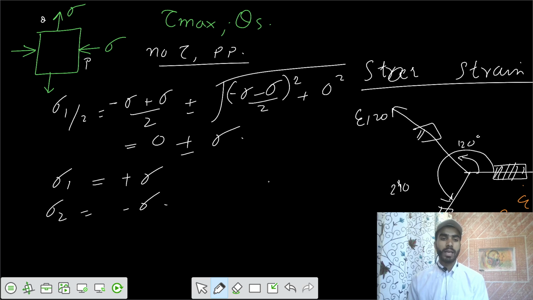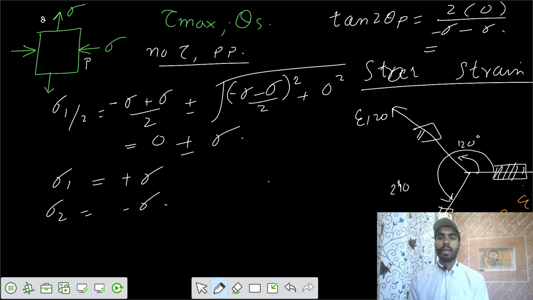If we say what is the value of tan 2 theta p, you can say 2 tau xy by sigma x minus sigma y. So you got a value of 0. So 2 theta p is 0 degrees, or it can be 180 degrees. So we can have both, at an angle of 90 degrees from each other.